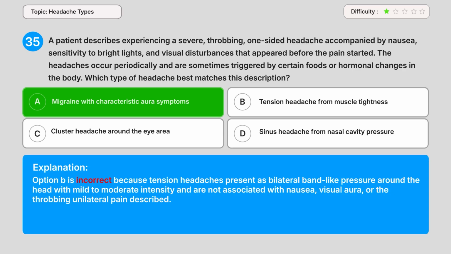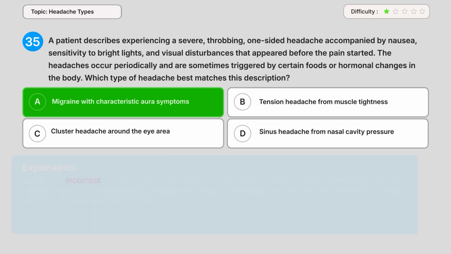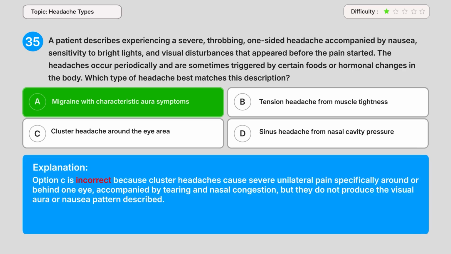Option B is incorrect because tension headaches present as bilateral band-like pressure around the head with mild to moderate intensity and are not associated with nausea, visual aura, or the throbbing unilateral pain described. Option C is incorrect because cluster headaches cause severe unilateral pain, specifically around or behind one eye, accompanied by tearing and nasal congestion, but they do not produce the visual aura or nausea pattern described.